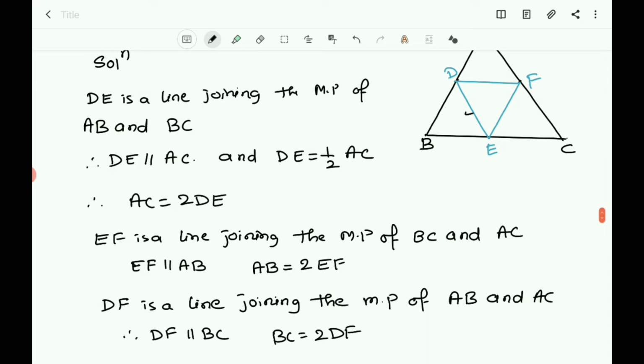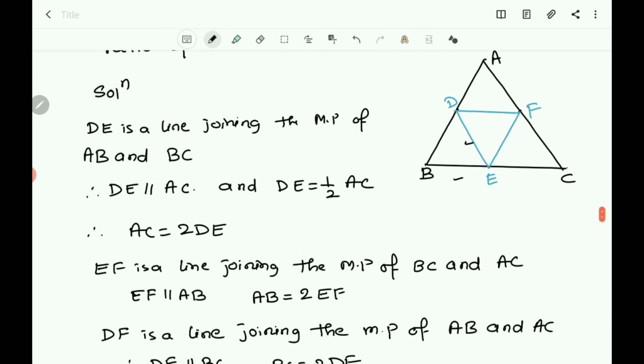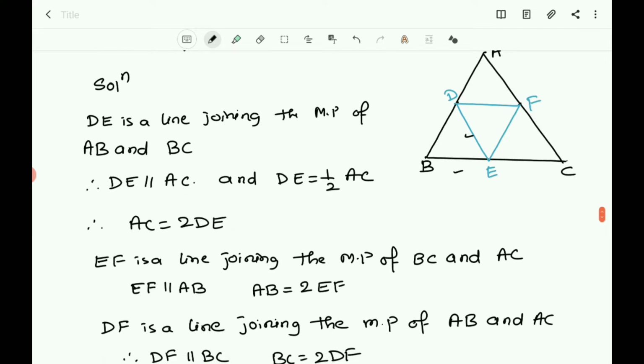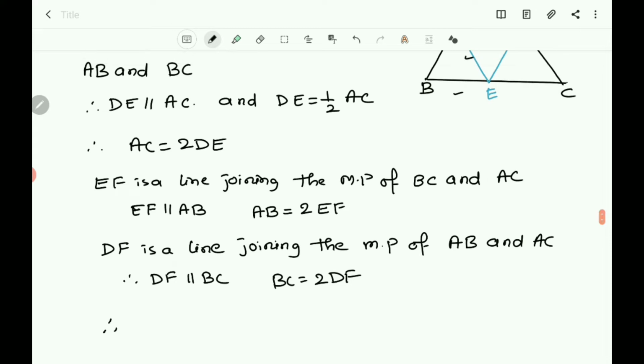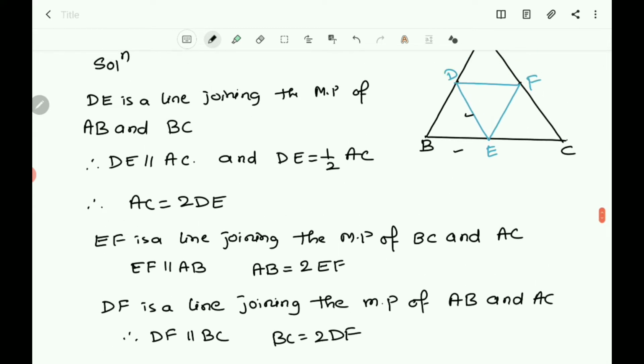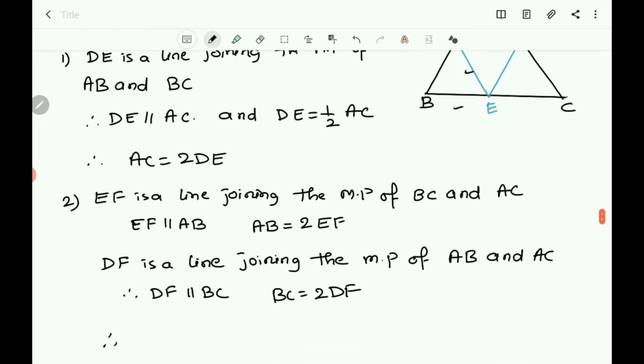So from the first, second and third, you can say that there are parallelograms BEFD, ECFD and ADEF. You can consider this as the first one, this is the second one, this is the third one.